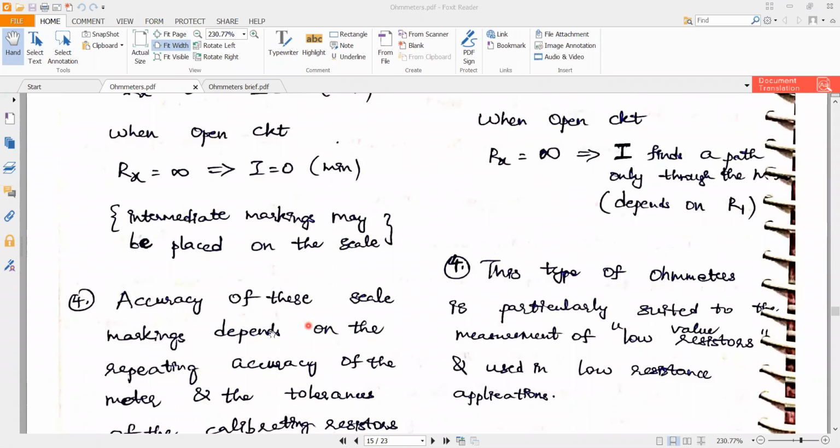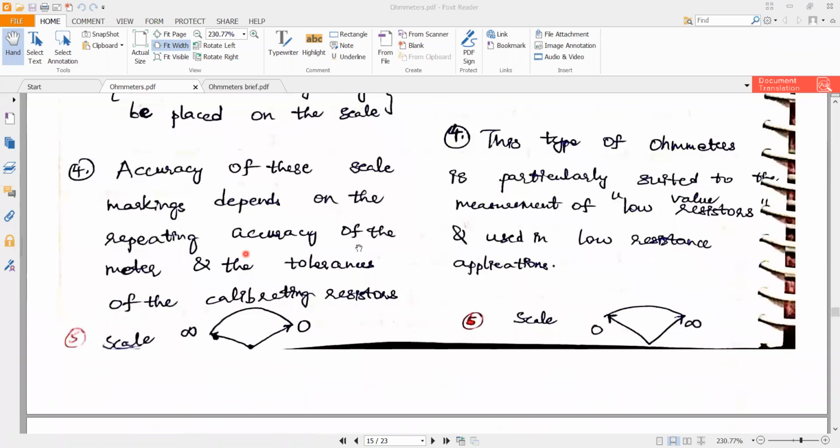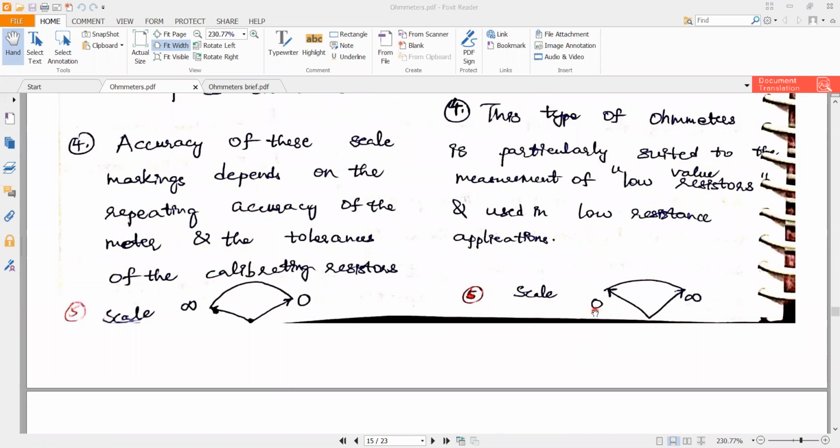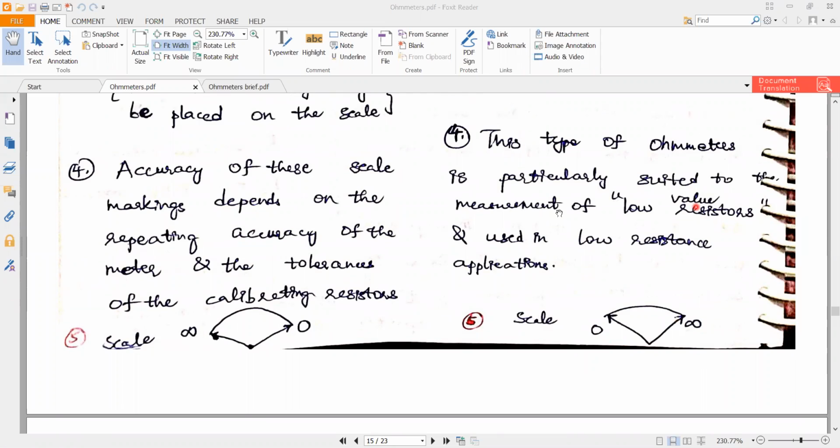The accuracy of the scale marking depends upon the repeating accuracy of the meter and the tolerance of the calibrating resistors here. The scale is going to be given like this, that is, 0 is on the right hand side and the maximum value is on the left hand side. Whereas in shunt type, normally 0 is on the left hand side and the maximum value is on the right hand side. This type of ohm meter is particularly suitable for the measurement of low value resistors, whereas this is for high value of resistance.